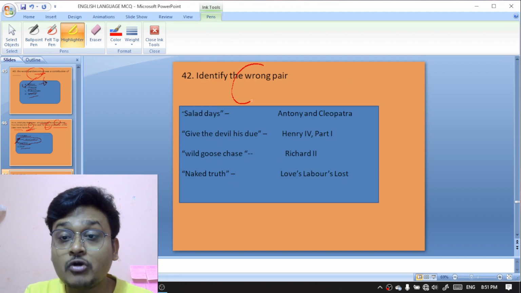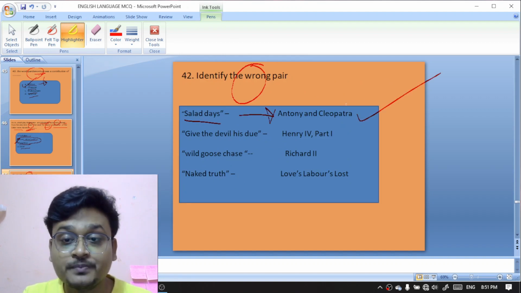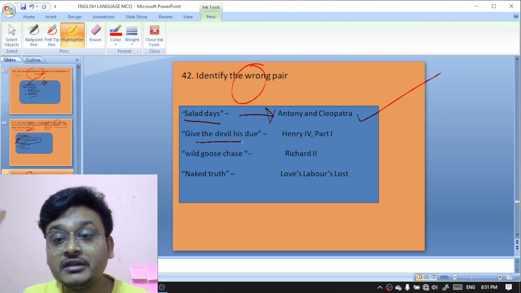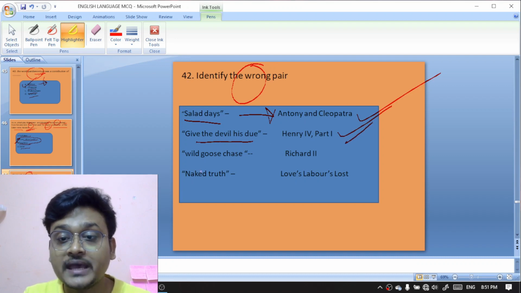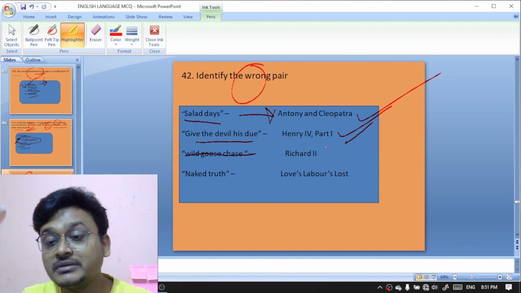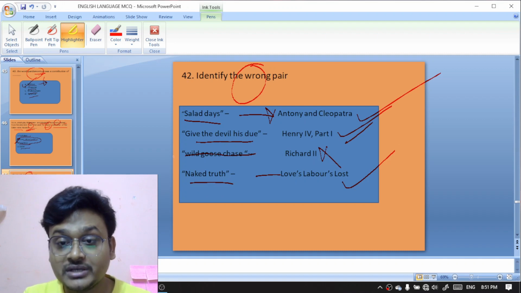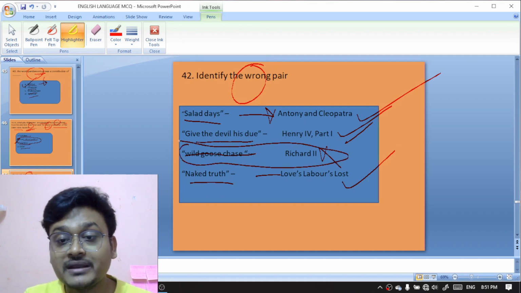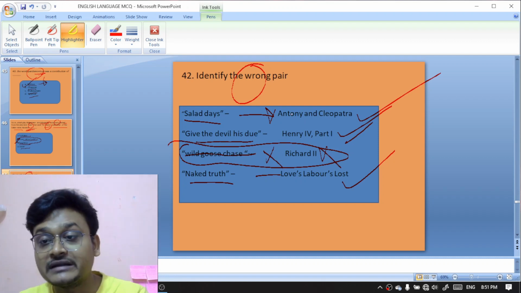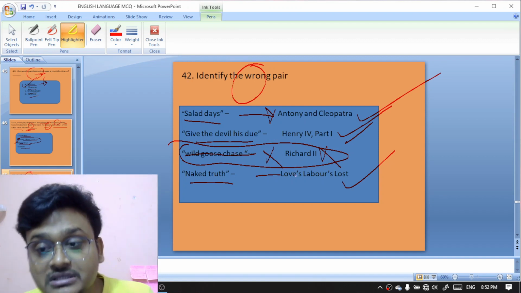Now identify the wrong pair. Salad dish, Antony and Cleopatra, very true. In Antony and Cleopatra, the phrase salad days appears. Give the devil his due, Henry IV, very true. And wild goose chase does not appear in Richard II. Naked truth appears in Love's Labour's Lost, true. So this is the wrong pair here. Wild goose chase and salad days appear in Antony and Cleopatra, whereas give the devil his due appears in Henry IV Part 1, and naked truth also appears in Love's Labour's Lost.